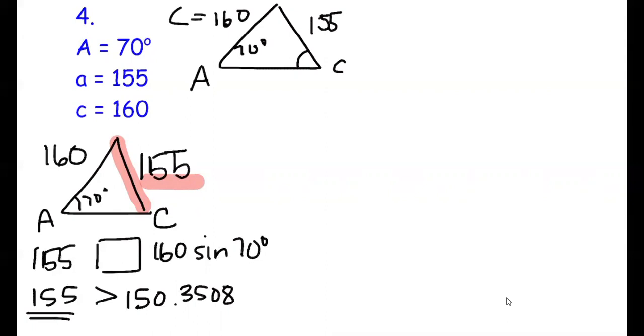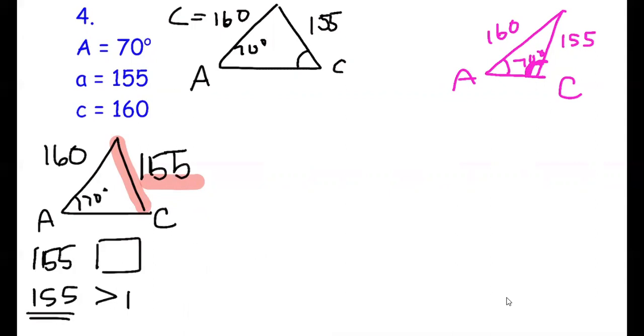Then we will go back and we'll still have 160 and 70. But then what we're going to find out is that this 155 could swing inside. And if it does, then it creates not an acute angle, but an obtuse angle for angle C. All right, so let's find our black triangle information first. So I need to find angle C first.